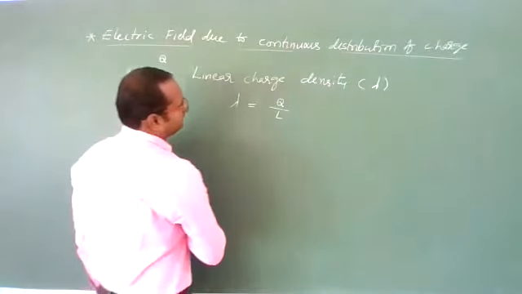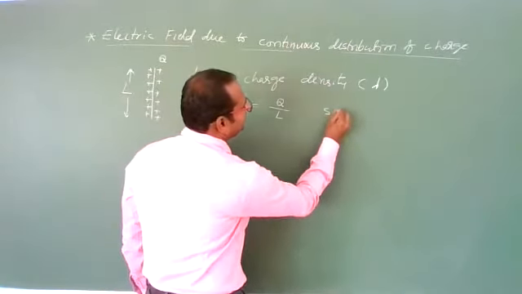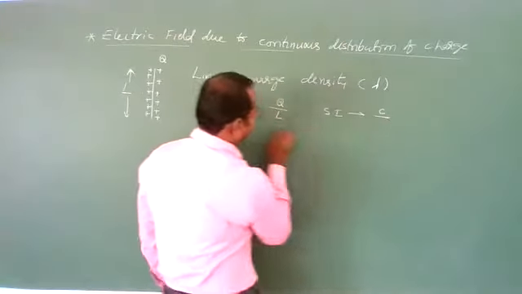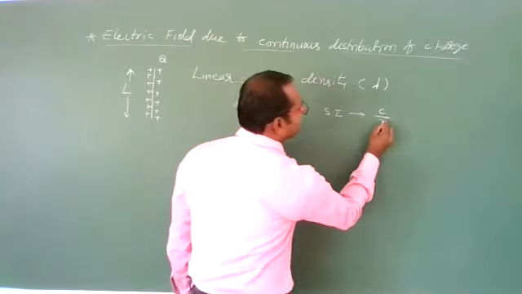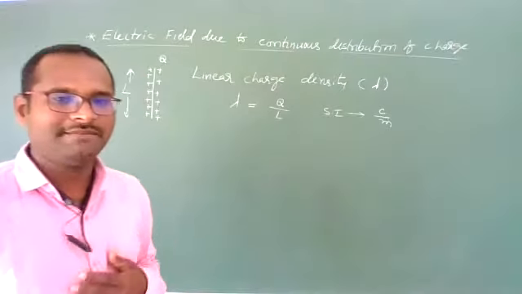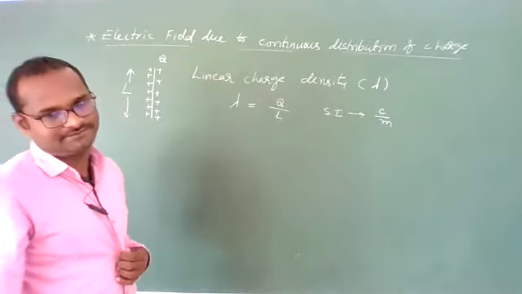What will be the SI unit? You know. The SI unit of charge is coulomb, and length is meter. Coulomb per meter is the SI unit of lambda. Lambda means linear charge density.